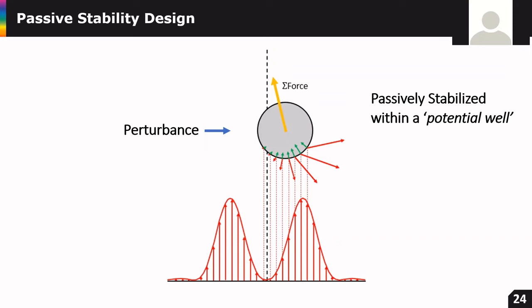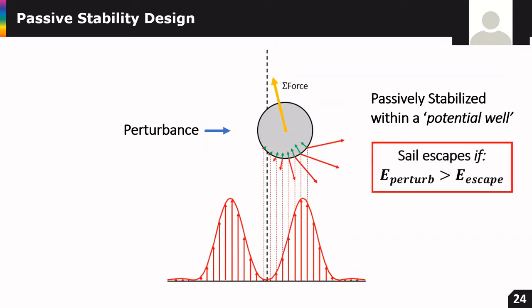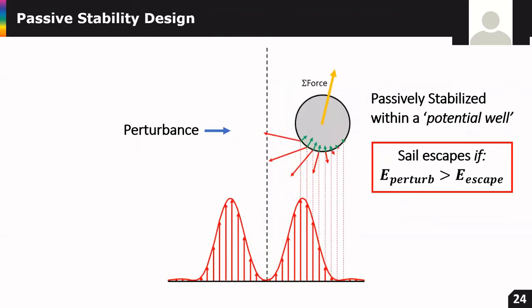So essentially the sail is trapped within a potential well. It's passively stabilized within the potential well of a donut PSF. And this works as long as the energy from a perturbance does not exceed the escape energy of this potential well. If that happens, then the sail exceeds one of the lobes of this donut and falls out of the beam and is lost.